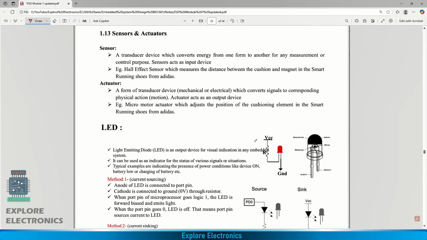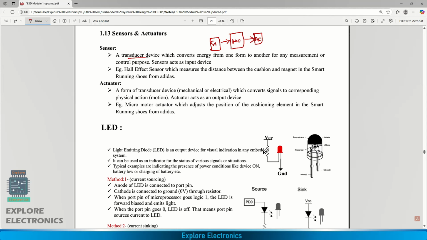Then we have sensors and actuators. Any embedded system, suppose this is a microcontroller or microprocessor, the input device will be a sensor and the output device will be an actuator. Input device becomes sensor and output device is an actuator.